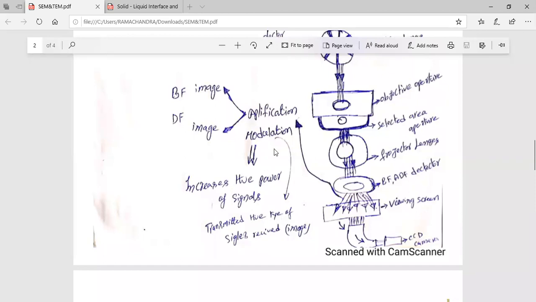So in the formation of images through modulation and amplification, we use the bright field detector to determine the image when amplification occurs. The dark field detector is used to detect the image when modulation takes place. Before the viewing screen, we use these two detectors to detect the signals, that means to detect the image of the nanoparticles.